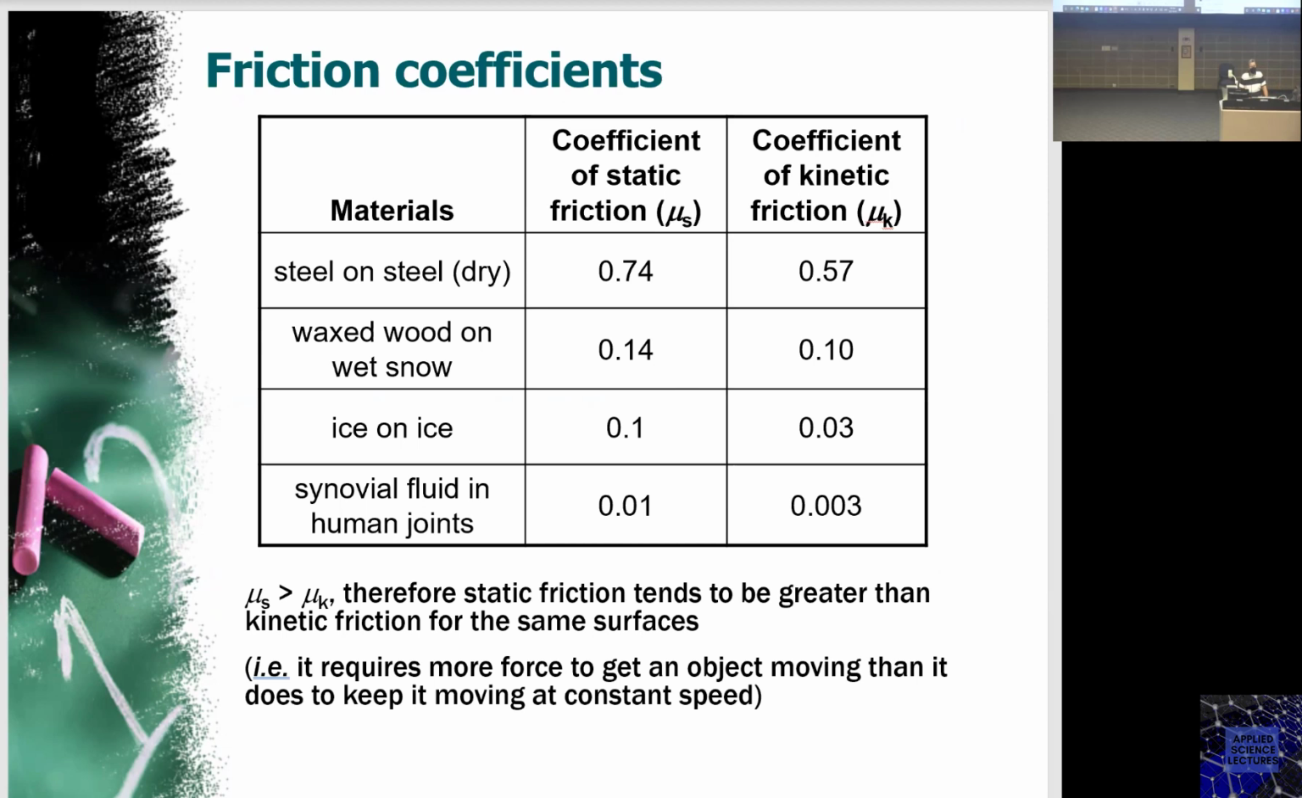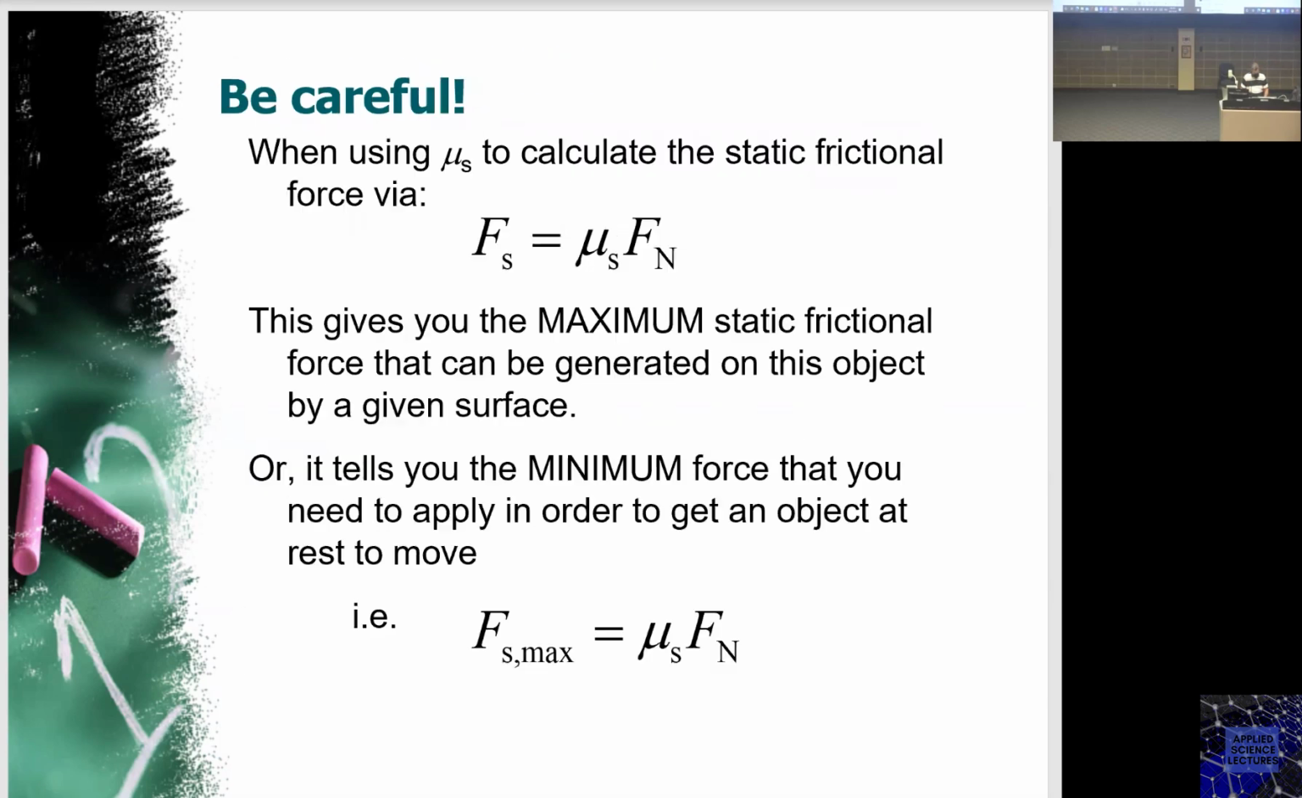Just as an example, if you have steel moving against steel, there's a friction, and you will notice that the coefficient for the static is 0.74. That's greater than the coefficient for the kinetic, which means that the force you put at the beginning is higher than the force you put if the object is in motion. So we always have the coefficient of static friction greater than the coefficient of kinetic friction.